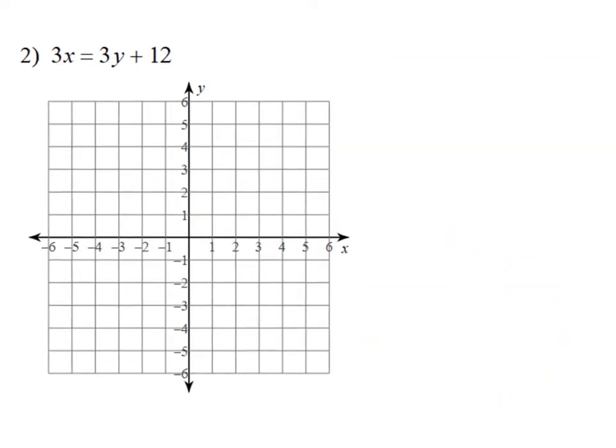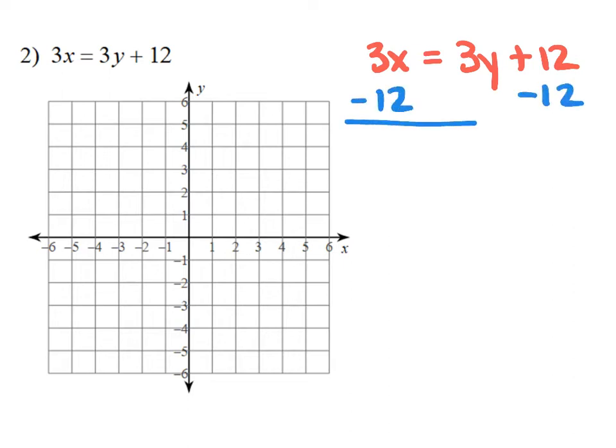In my next example, I'm given the equation 3x equals 3y plus 12. If I want to solve to get y by itself, this time I'm just going to move the 12 over. So I would subtract 12 from both sides to get 3x minus 12 equals 3y. Now the last thing I have to do is get rid of the 3 that's in front of the y.